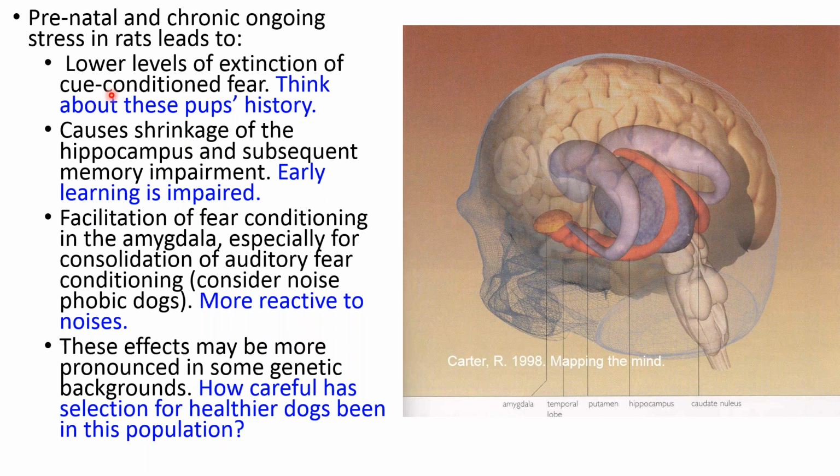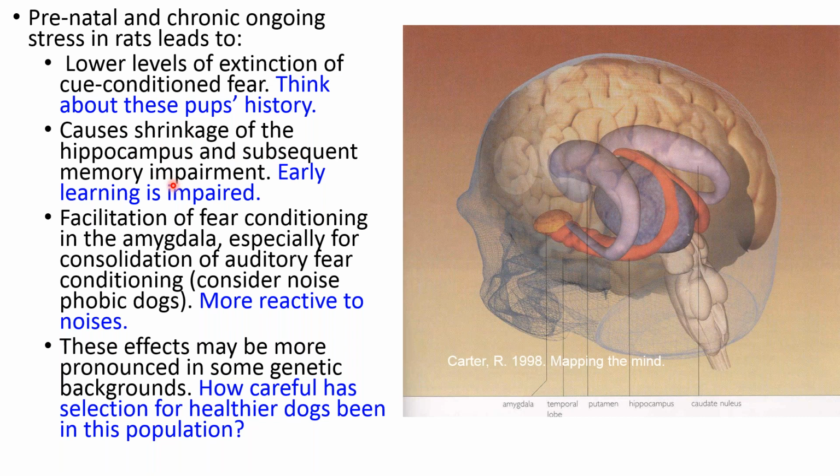When you've got this ongoing stress, you shrink the hippocampus, which are the red parts here of the brain. Those are the parts of the brain involved in associational learning. So an example would be sit, good girl. They sit, they make the association between the verbal reward. And if you shrink these areas, you get subsequent memory impairment. So early learning is already impaired because you have more trouble learning simple things.